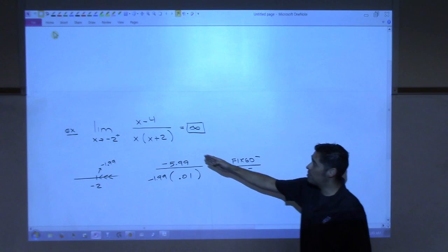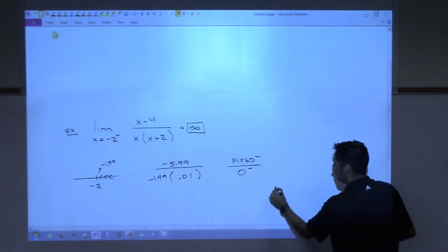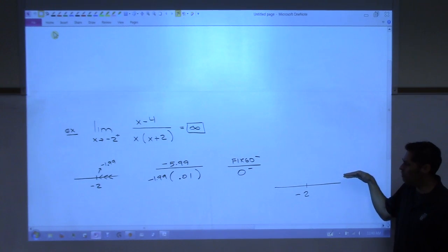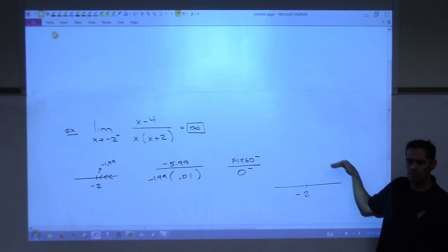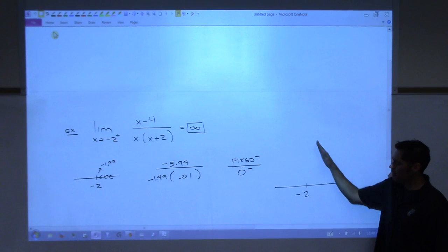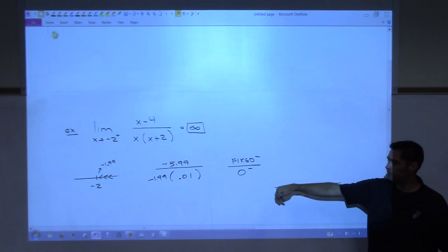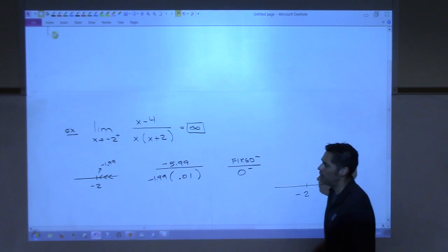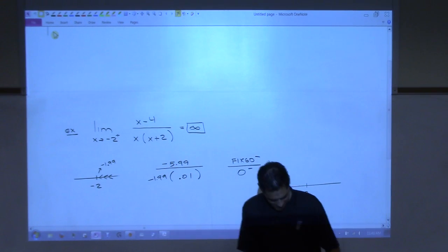So if I were to graph this function, and here's negative 2, and I start graphing it from this direction, I know it's going to head up like this, right? Vertical asymptote right there. Now what about the other direction? You'd have to take the limit from the other side. And that's not what you're being asked.